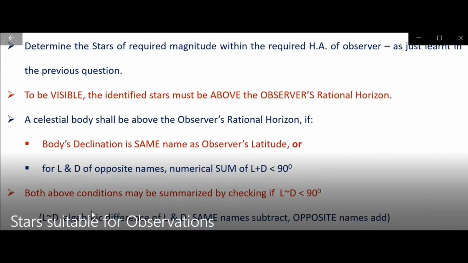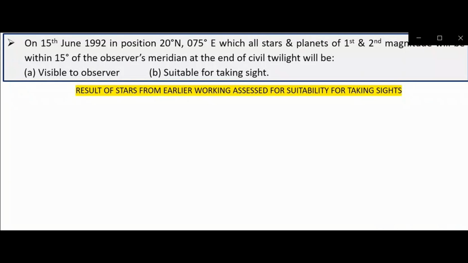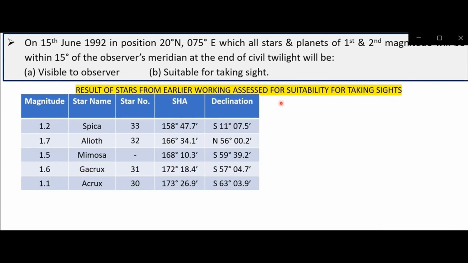To check now L difference D for every star. Let's do that. So now we can close out this question. First, we have the comprehensive list of all stars and planets meeting the magnitude and R angle requirement, which I'm sure all of us would agree is the same as the result of question number 1. So we pick up the result of stars from earlier working and now assess whether they are going to be visible or not. These are the 5 stars which meet the requirement of magnitude and the R angle as far as this question is concerned. Now to assess visibility, we have just learned we have to get L difference D.